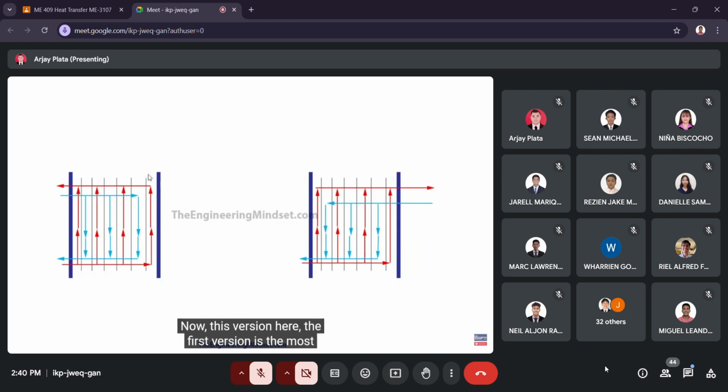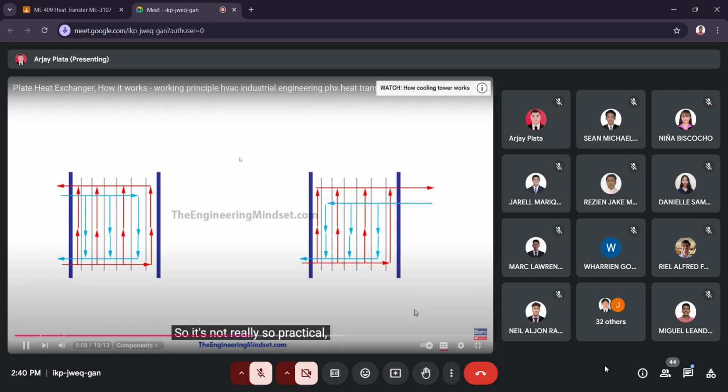Now this version here, the first version, is the most common version, and that is because you don't need to alter the pipework if you need to extend the plate heat exchanger in the future, whereas with the second version here, all the pipework that's connected will have to be removed and remade to fit depending on how far you extend your plate heat exchanger.